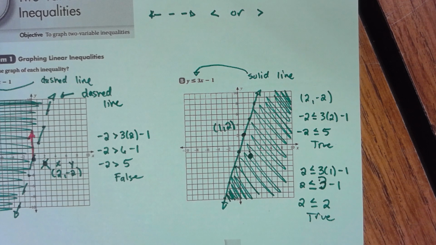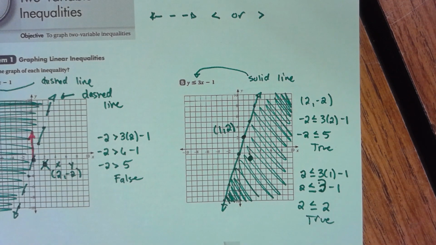Okay, so that is basically two-variable inequalities. Graph the line, shade above or below the line. That's all you've got to decide, okay? And I'm giving you a couple of ways you can decide how to do that from here.